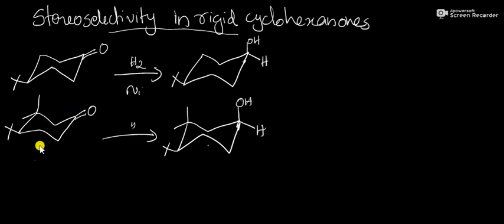Here is a substituted cyclohexanone. In the presence of nickel catalyst, we get the product like this. Here also hydrogen will approach the catalyst through the less hindered side and we get axially substituted alcohols. That's about catalytic hydrogenation. Thank you.